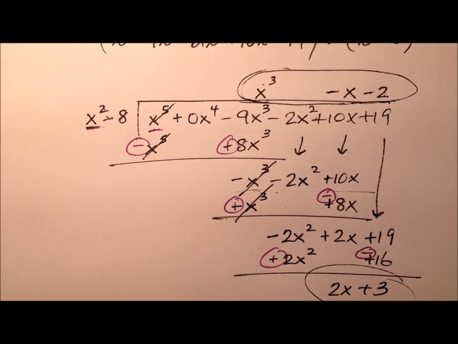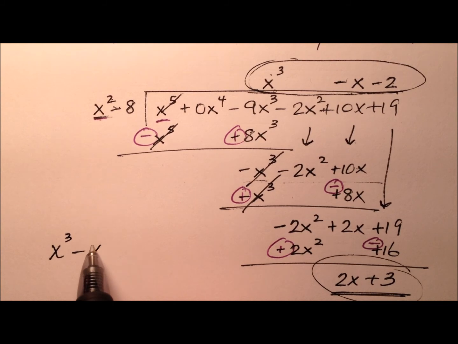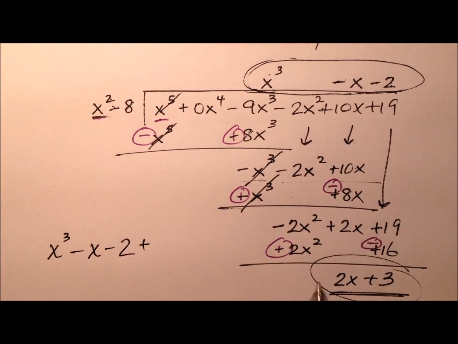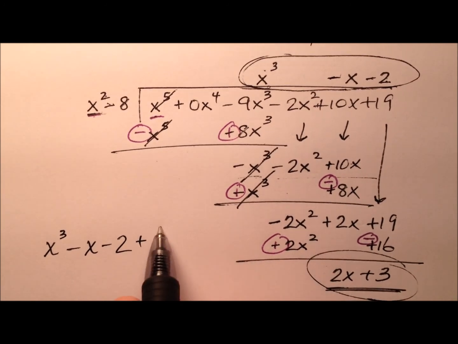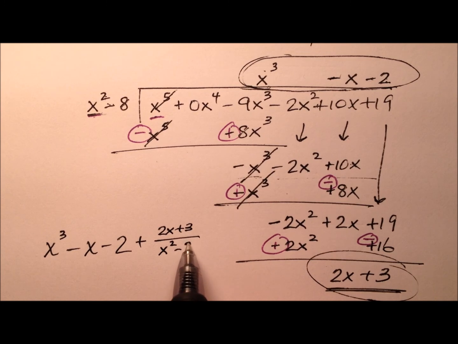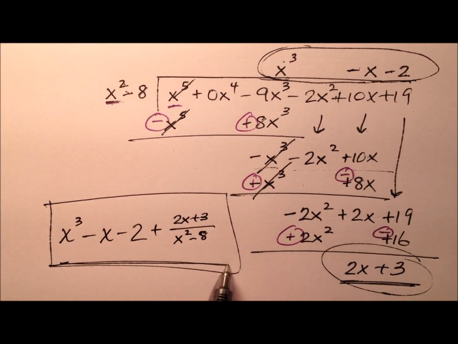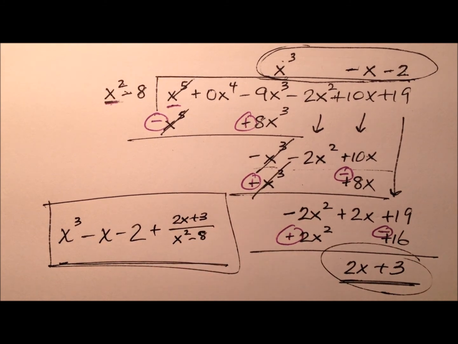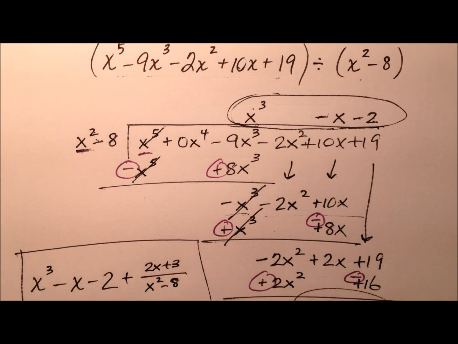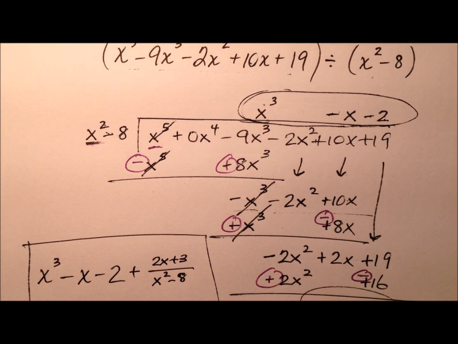So let's go ahead and write the entire quotient. So it's going to be x cubed minus x minus 2 plus, because this leading term right here is positive, so plus 2x plus 3 over that divisor of x squared minus 8. So here is the full quotient with remainder whenever I take this initial polynomial and divide it by the binomial x squared minus 8. And I got that using polynomial long division.